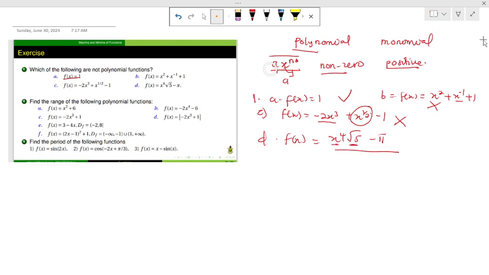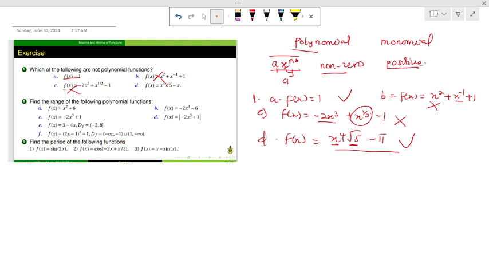A, the only condition is that it shouldn't be 0. Once a is not 0, whatever is attached to a, which is a non-zero number, is valid. Hence, this is a polynomial function. So to answer the whole question, you realize that our b and c are not polynomial functions. So this and this are not polynomial functions, right?